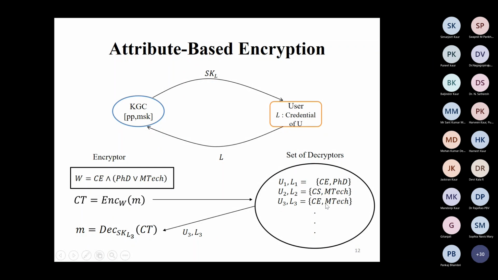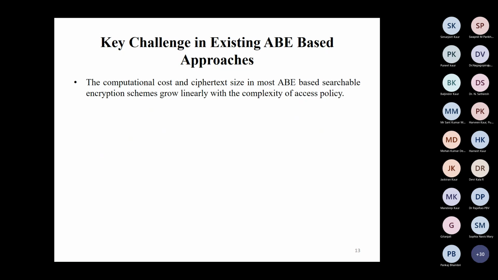So here only the two users, U1 and U3, will satisfy this access policy. So only they will be able to decrypt and get the corresponding score file. That is the general idea of attribute-based encryption.